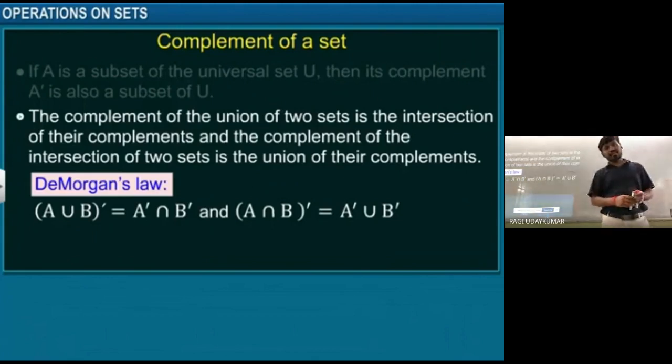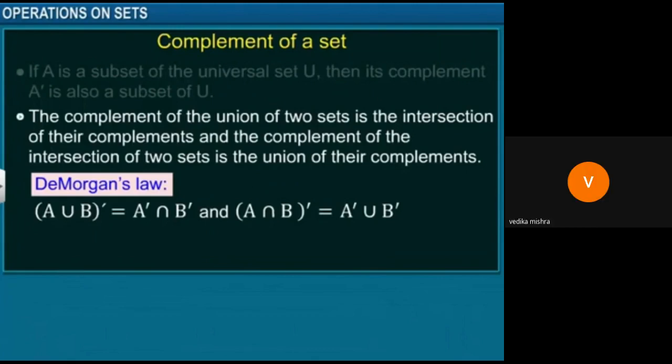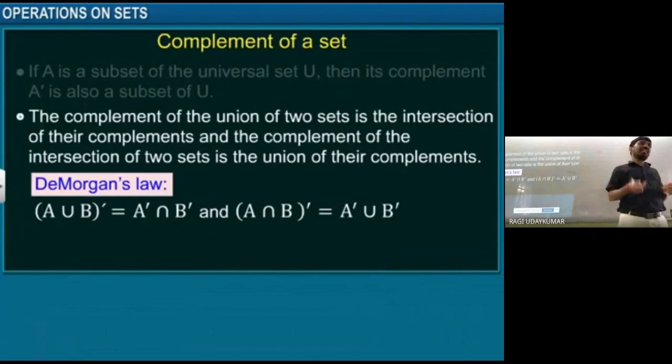What are the idempotent laws? Can anyone tell? A union A is equal to A. A intersection A is equal to A. They are called idempotent laws. Okay, do remember that.